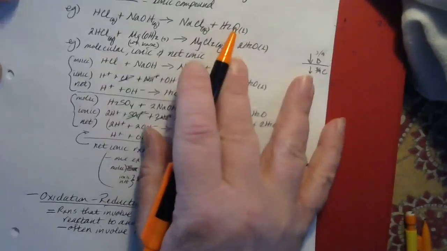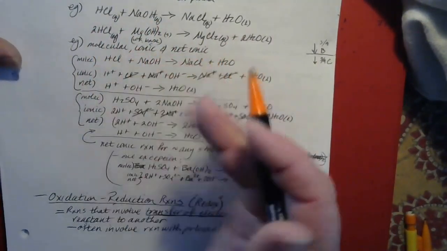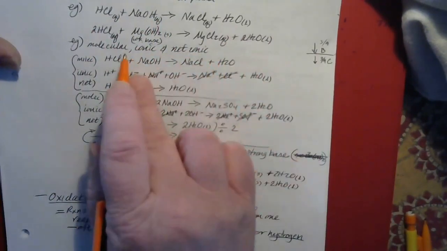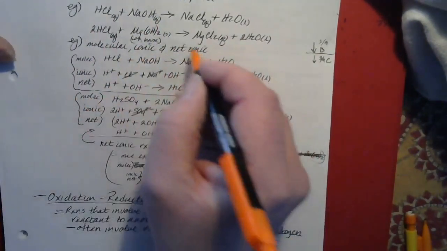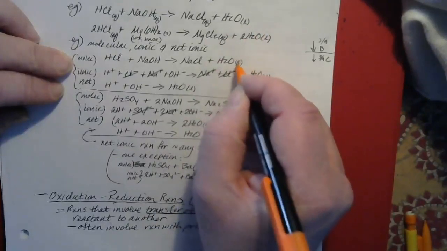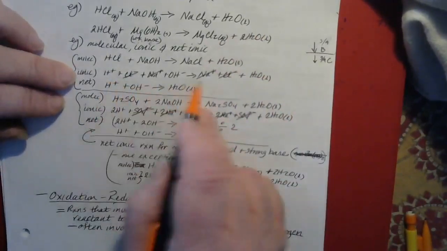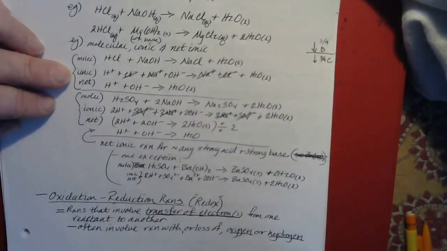Okay, picking up where we left off, we had just gone over a couple of molecular equations for acids and bases, for hydrochloric acid and sodium hydroxide, and hydrochloric acid and magnesium hydroxide. What I wanted to do now is show the molecular, ionic, and net ionic equations for those two reactions. The molecular equation is essentially what we wrote up here, and the ionic and net ionic equations we can take from that.